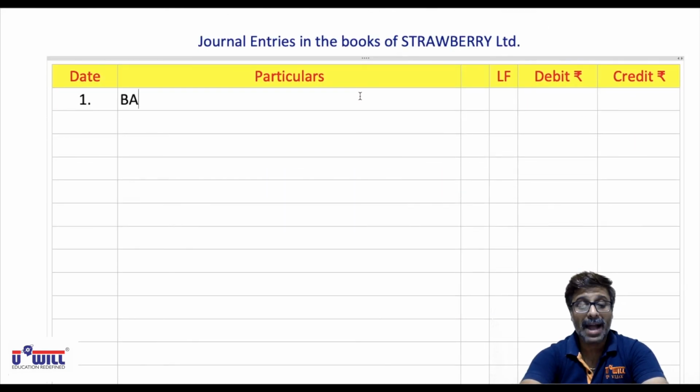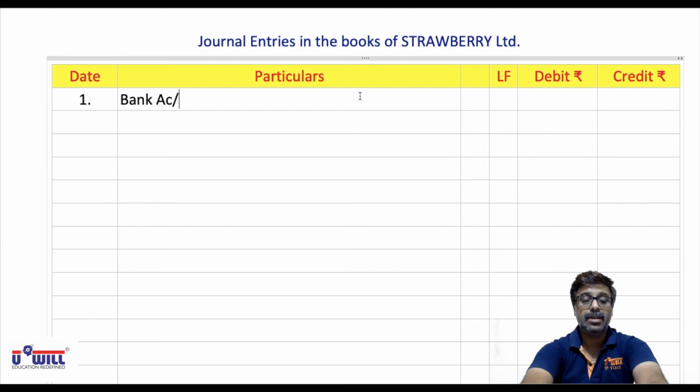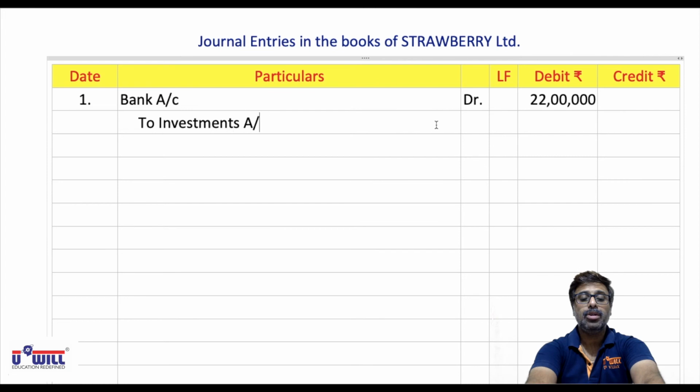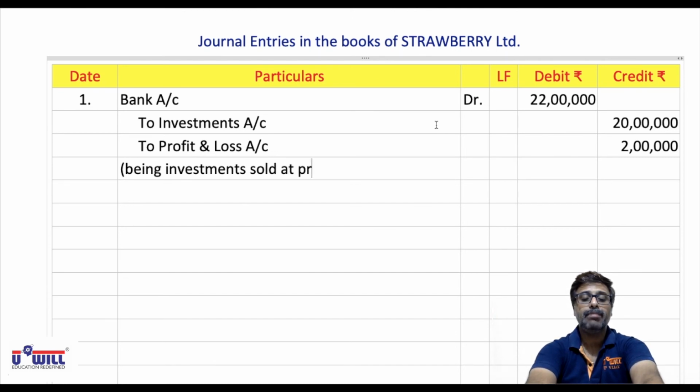All of you write down bank is the receiver, debit the receiver. So bank account debit, and 22 lakhs is the selling price. And then investment goes out, credit what goes out. So investments account, investments of 20 lakhs face value goes out, rather book value goes out. And then we earn profit of 2 lakhs, 10%. So credit all incomes and gains to profit and loss account with 2 lakh rupees, being investments sold at profit.